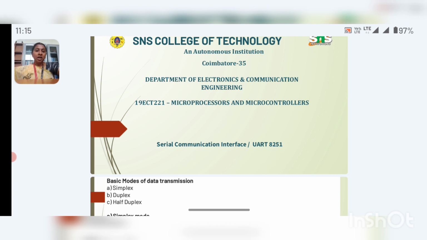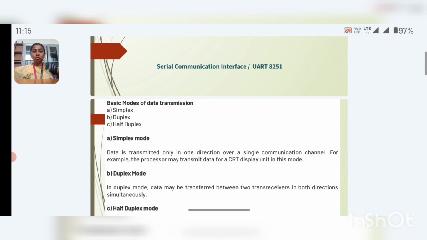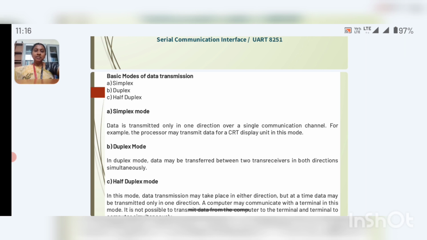Transmitter. It consists of various basic modes of data transmission, that is simplex, duplex and half duplex, where simplex is nothing but it transfers the data in only one direction. That is, data is transmitted only in one direction over a single communication channel. Example, the processor, that is in a CRT display, we are giving input, the output is displaying on the other side. This is the example for the simplex mode.